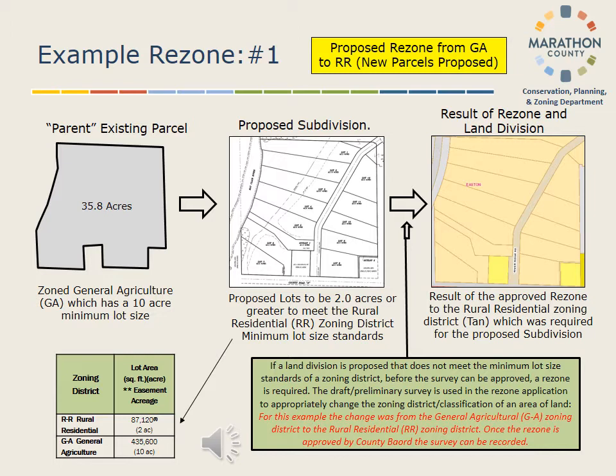The draft/preliminary survey is used in the rezone application to appropriately change the zoning district of an area of land. For this example, the change was from the general agricultural zoning district to the rural residential zoning district. Once the rezone is approved, the survey can be recorded. As you can see on the right side, that is the result of the rezone approval as well as the land division being recorded.